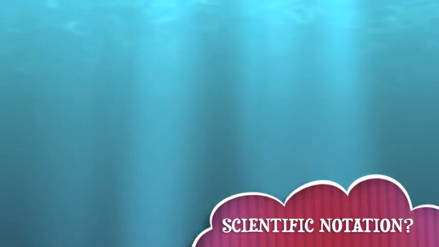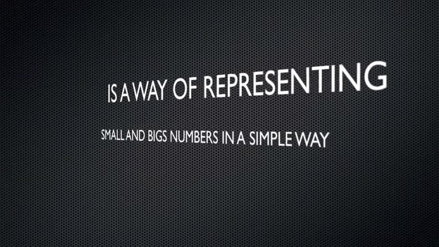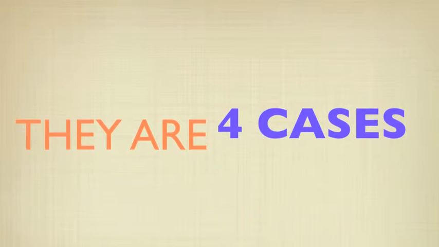What is scientific notation? Scientific notation is a way of representing small and big numbers in a simple way. There are four possible cases. In each case there is something in common.